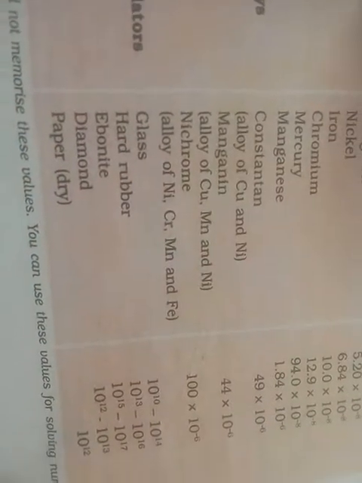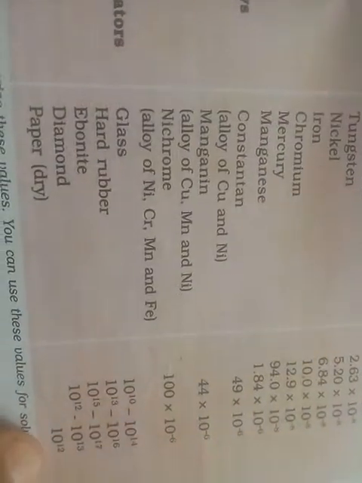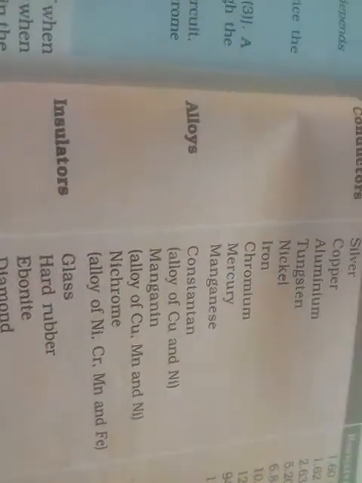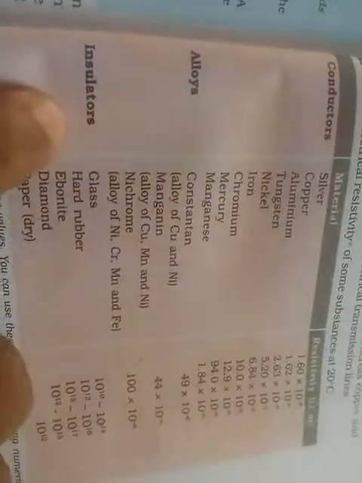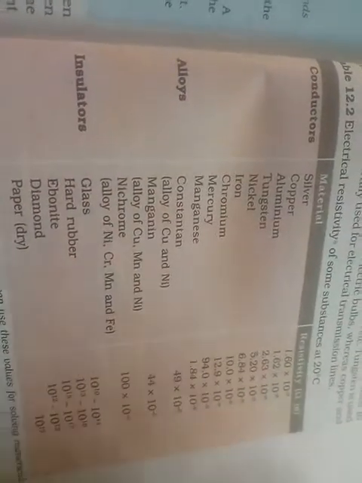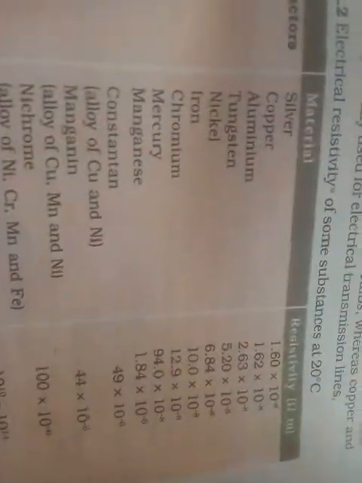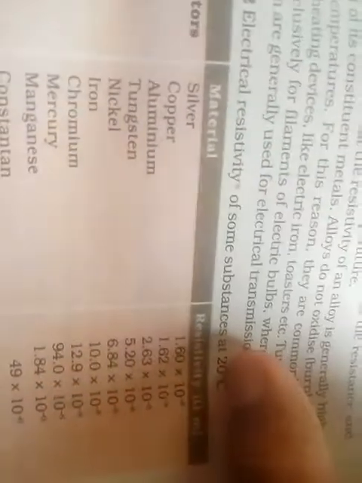Then what about insulators? Dry paper is of the order of 10 raised to 12. It's offering very high resistance. So we can classify materials as conductors, alloys and insulators based on their resistance. In the next class we will discuss what is resistivity.